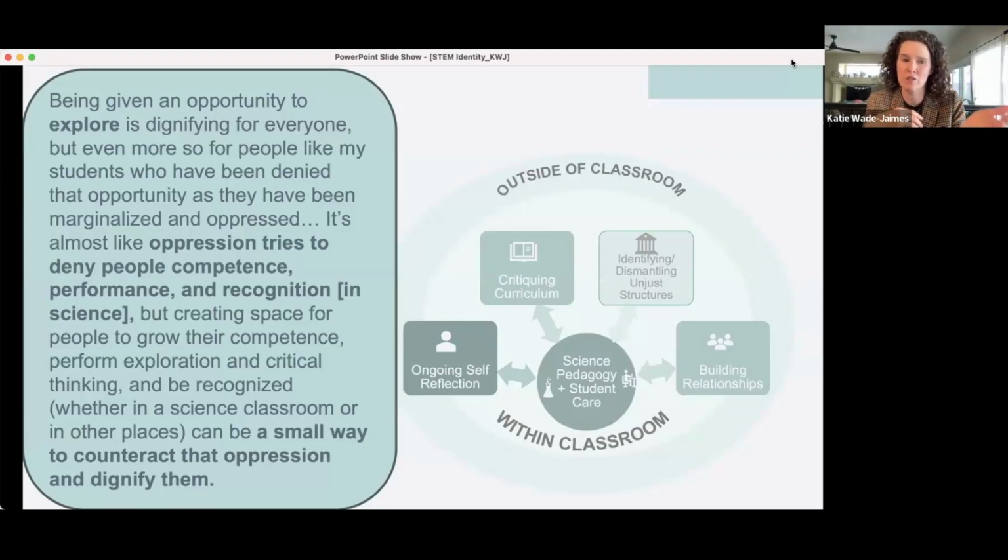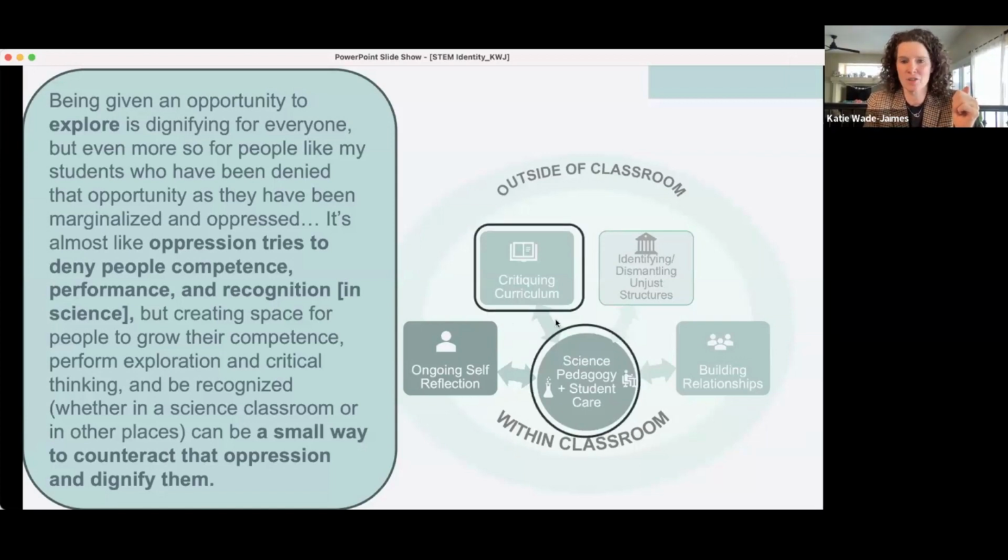And it's almost like oppression tries to deny people competence, performance, and recognition in science, but also in other things. But creating space for people to grow their competence, perform exploration and critical thinking, and be recognized, whether in a science classroom or in other places, can be a small way to counteract that oppression and dignify them. So she's really reflecting on this idea that by providing her students this space to explore and grow their science identity, she's counteracting the oppression and the lack of dignity that they might be experiencing outside of the classroom.